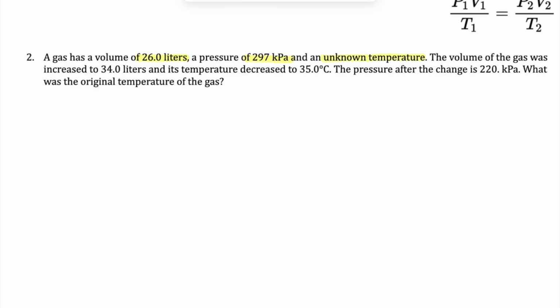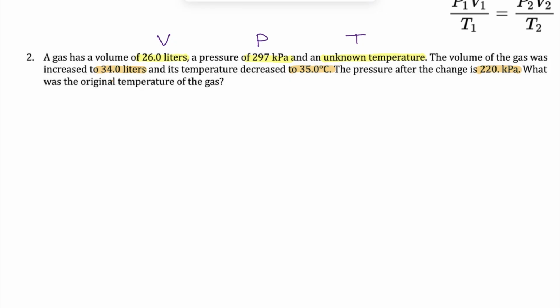With an unknown temperature. So we have a volume, a pressure, and a temperature. The volume of the gas was increased to 34 liters. Temperature is decreased to 35 degrees Celsius. The pressure after the change is 220 kPa. So what is the original volume or original temperature?